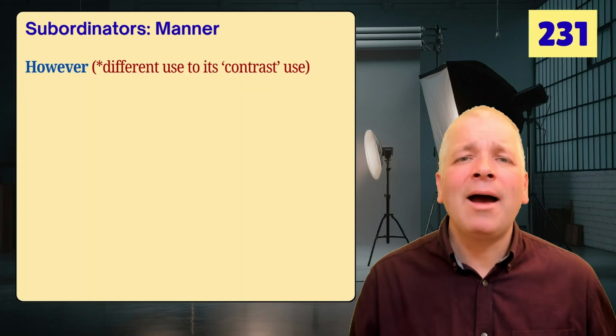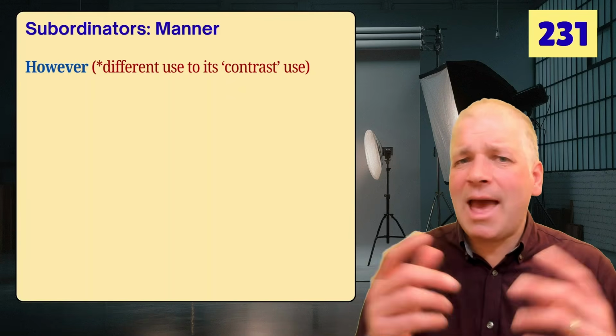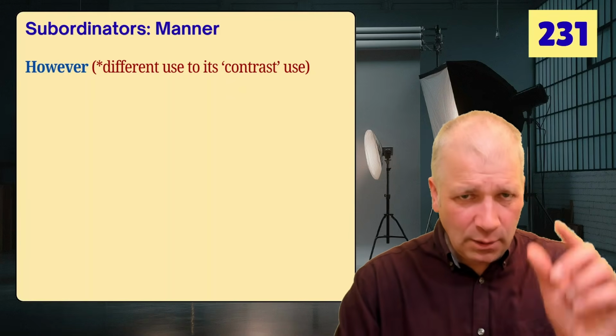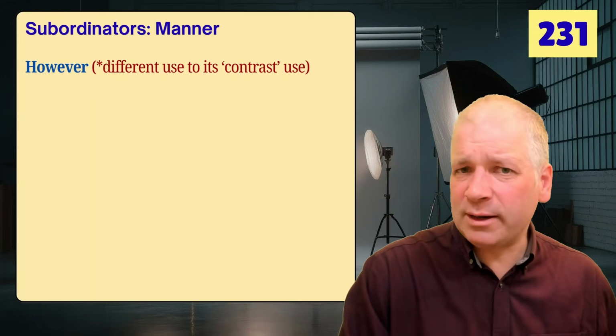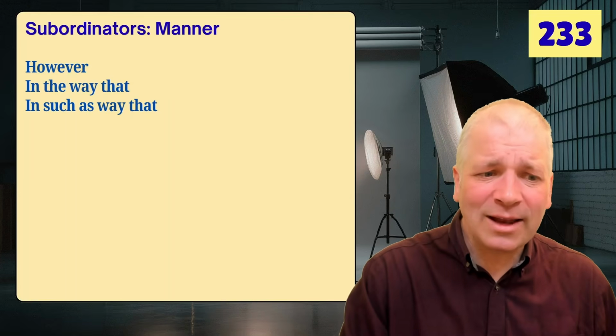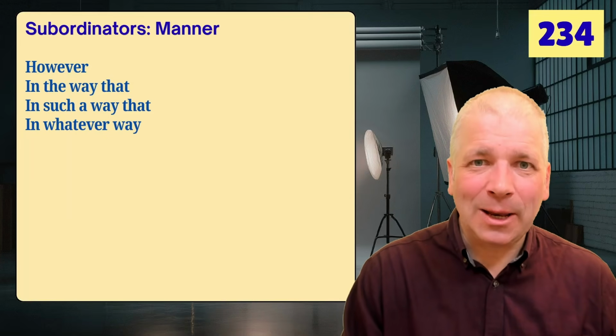I will come however I can. And this really means in any way that I can. So note this, it's a different use of however to how we normally see it. Other subordinators of manner, in the way that, in such a way that, in whatever way.